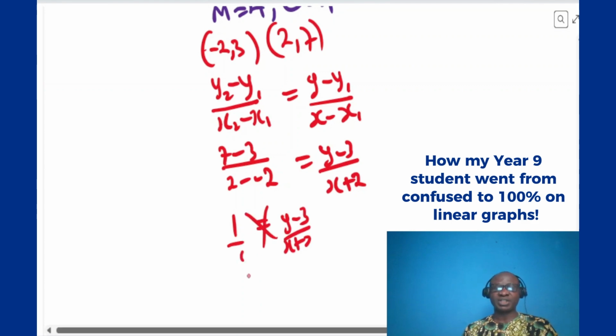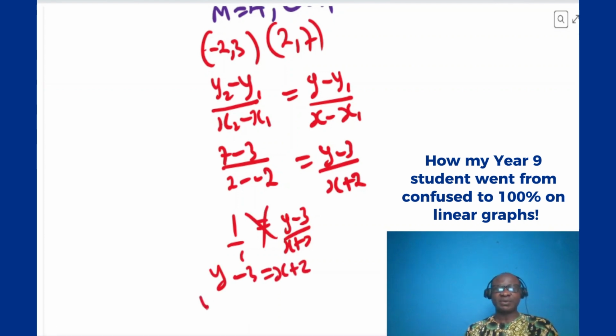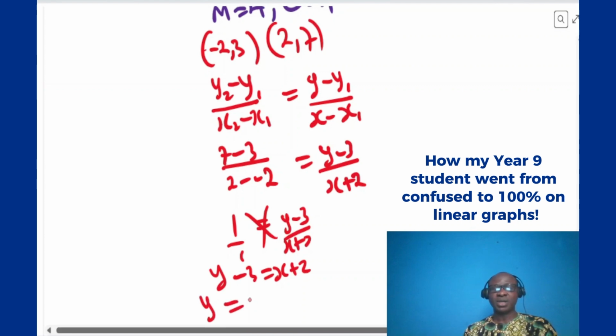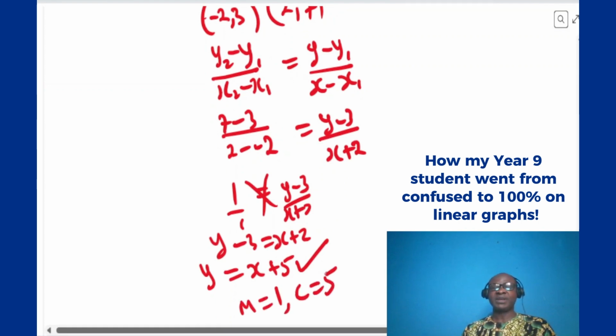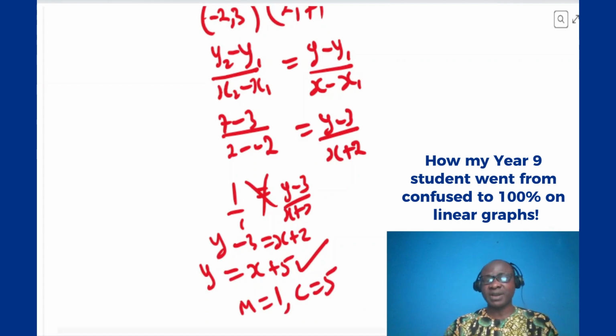So by cross multiplication, I will get that y minus 3 should be equal to x plus 2, making the final answer y equal to x plus 5, because minus 3 will go over. And that is the equation that I need, okay? Making my gradient equal to 1 and my intercept 5. So if there is any question you have, you can ask me. Is it okay? Yeah. All right.